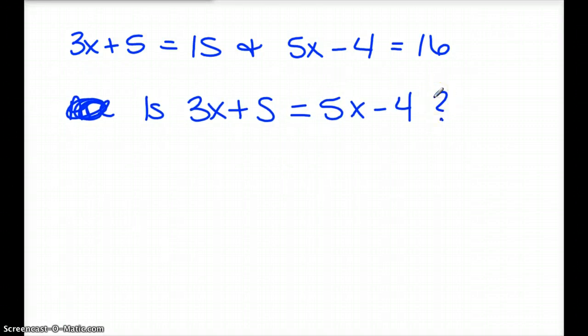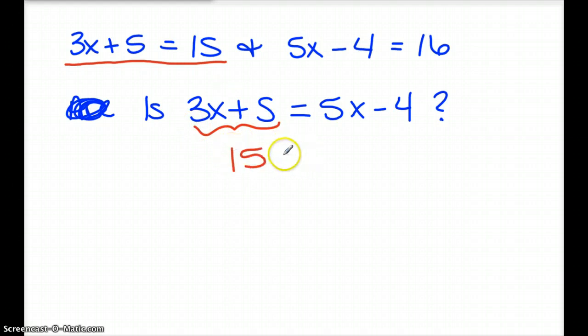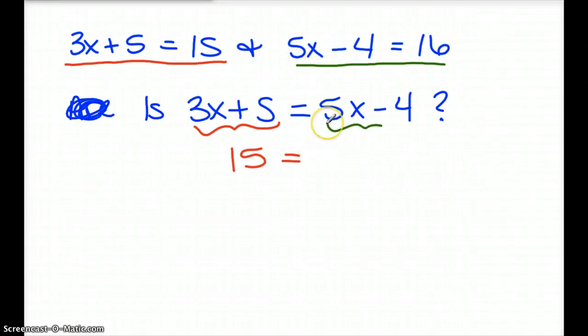That's my question. So if you look at it, we know from up here that 3x plus 5 is 15. So if I just take that 15 and substitute it right there, and then I also know from up above that 5x minus 4 equals 16. So right here, I'm going to plug that in. So are those 2 expressions equal to each other? Well, we can see right here, one equals 15, one equals 16. So those are not equal to each other.